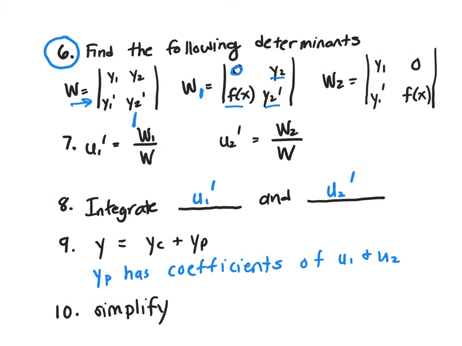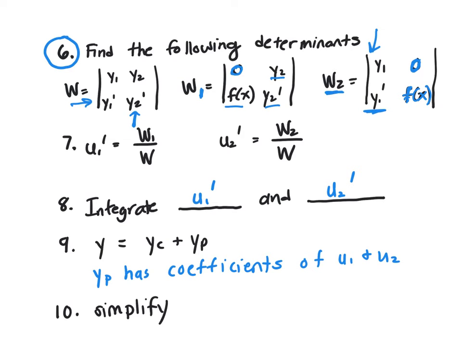It matches this. W sub 2, you have a 0 here. And then here's your f of x. That's the part that makes it non-homogeneous. It's the right-hand side. The first column is y sub 1, and then you find y sub 1 prime.